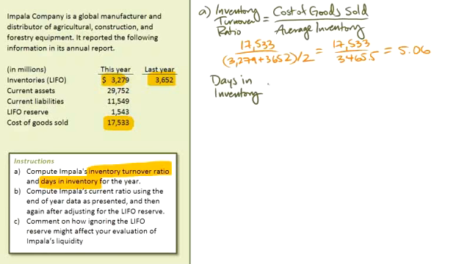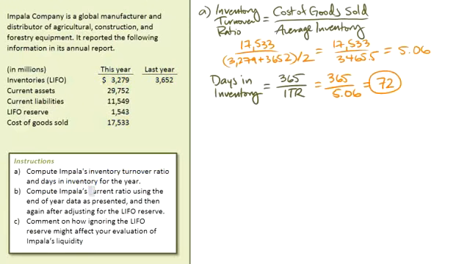To determine days in inventory, we take the total number of days in a year and divide it by the inventory turnover ratio, or 365 divided by 5.06, which gives us approximately 72 days in inventory.